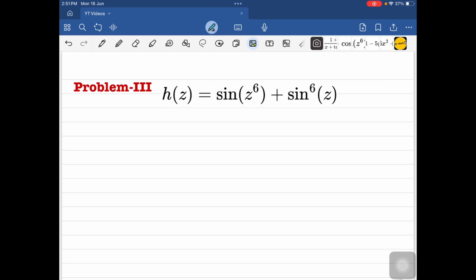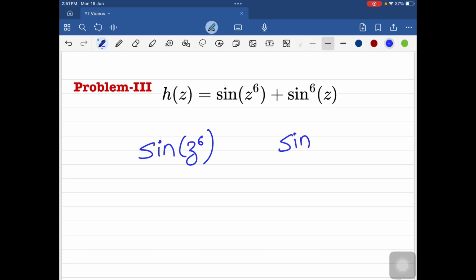Here in this problem you can see two sine terms. So this problem is a little difficult as compared to the two previous problems, but yes, it is not impossible. But you have to understand the difference. What kind of things are they? One is sine z to the power 6 and another is sine 6 to the power z.